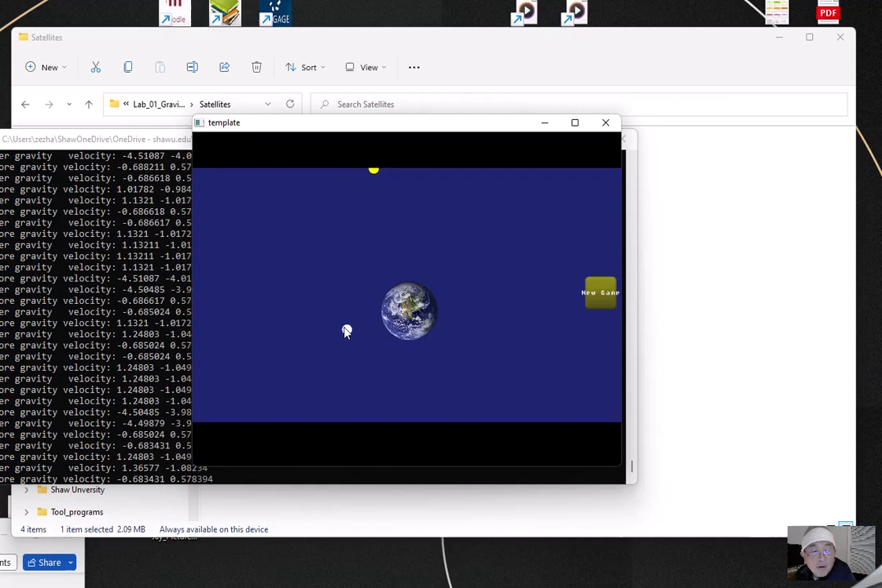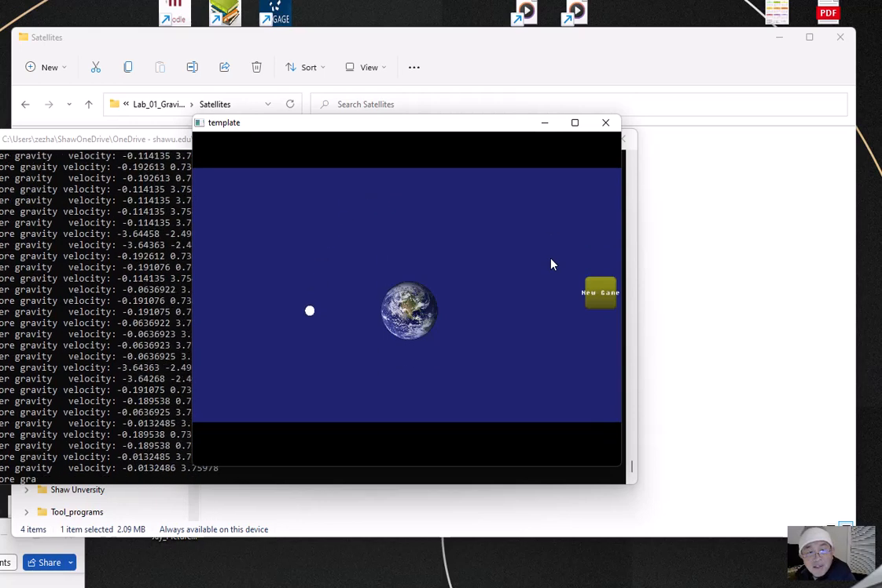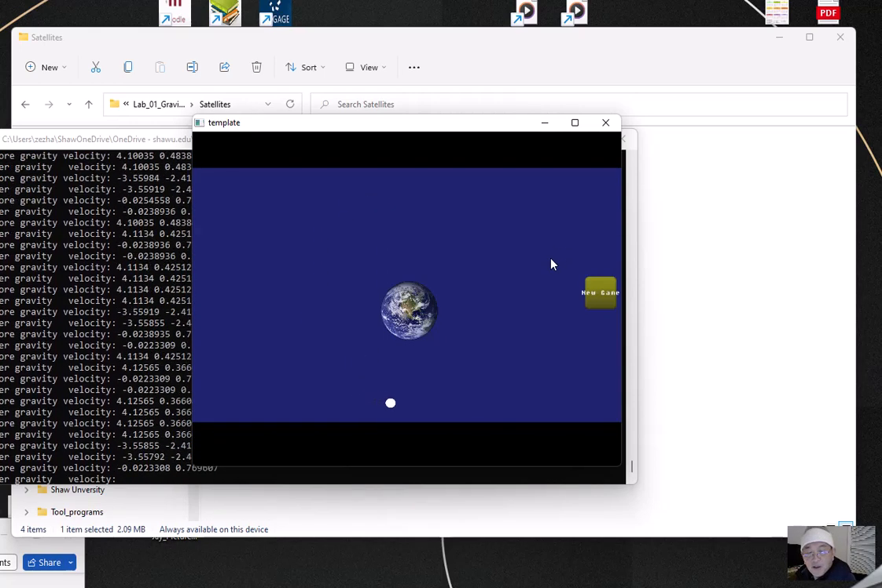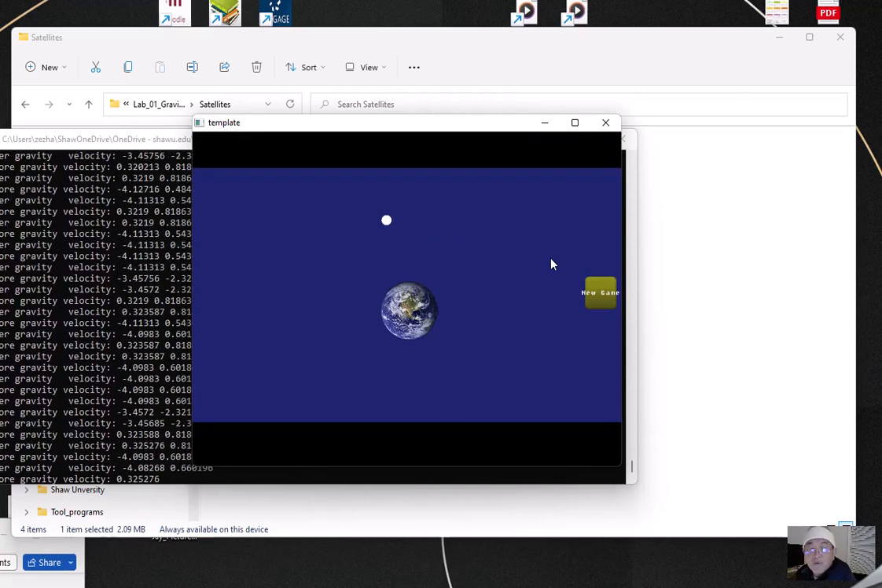Okay, so that one, that's too fast. Alright, so this white one is now in orbit. You see its attraction, why will it not fall onto Earth? Because it's going very fast.